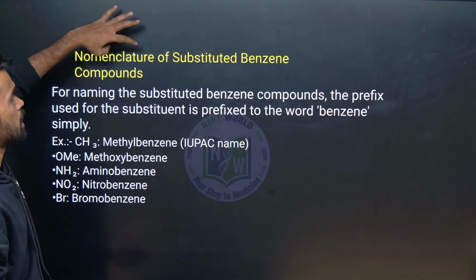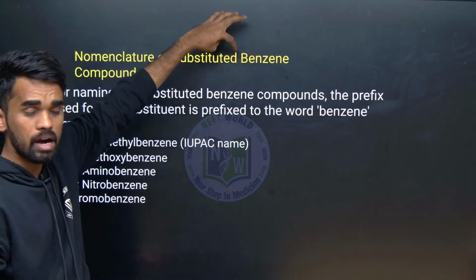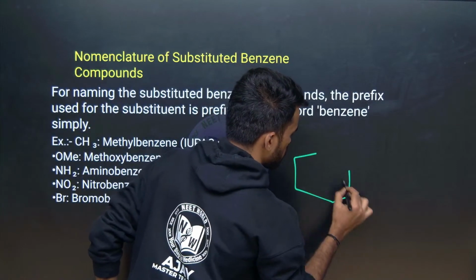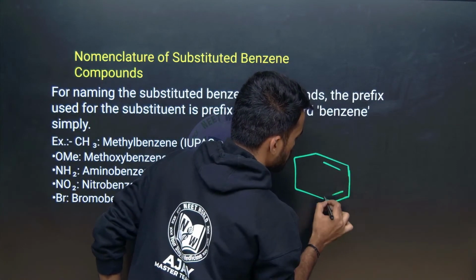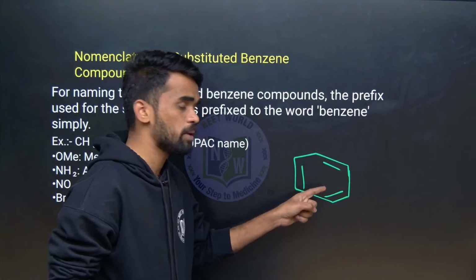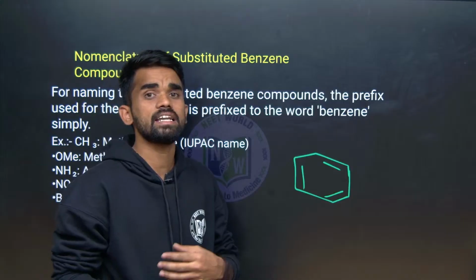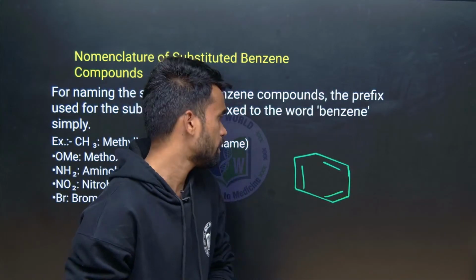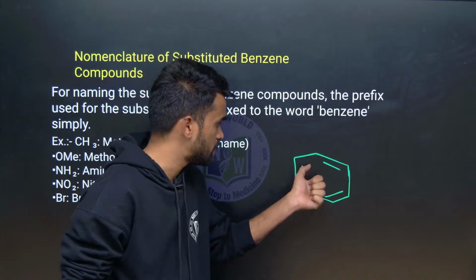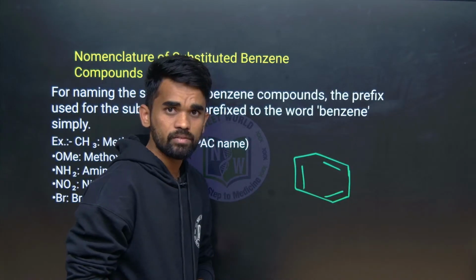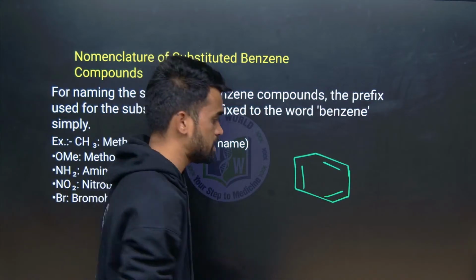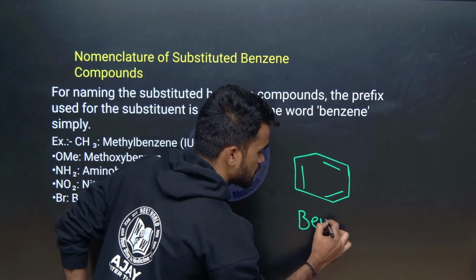Nomenclature of organic compounds in substituted benzene. Here we have this unsaturated compound. Whenever we have pi bonds like this, we can say it is an unsaturated hydrocarbon. It is a 6-membered cyclic ring with 3 pi bonds in alternating conjugated positions, and we call it benzene. What is this? Benzene.